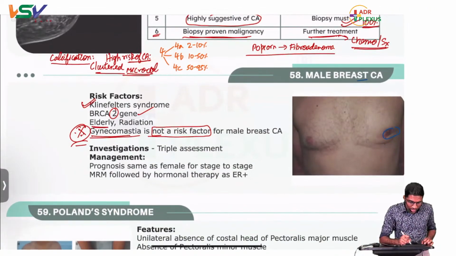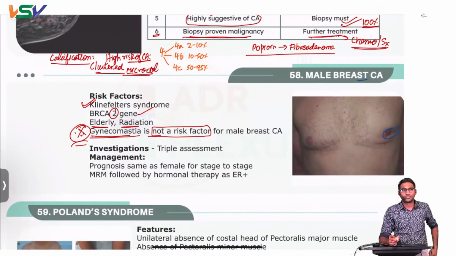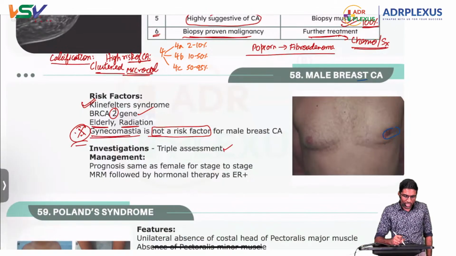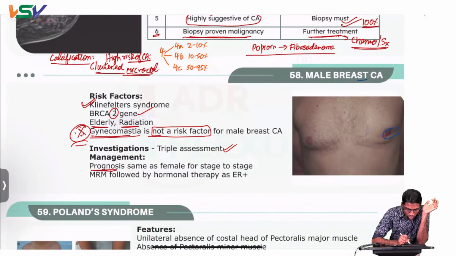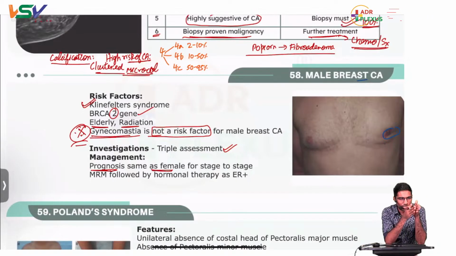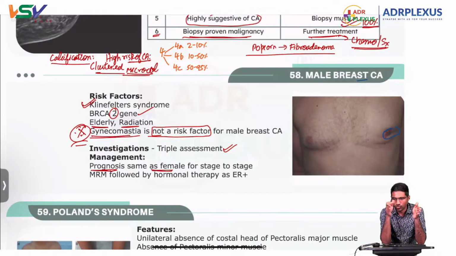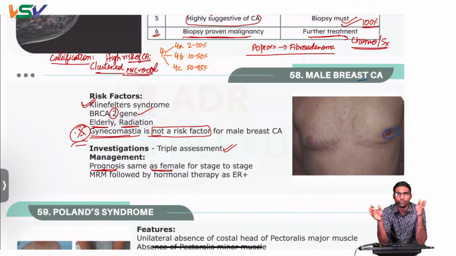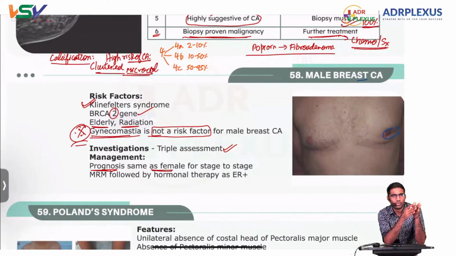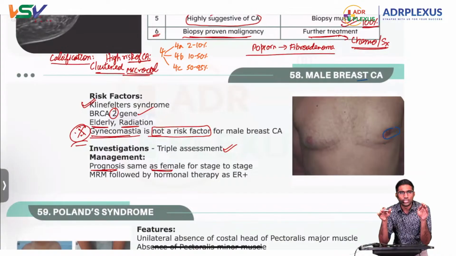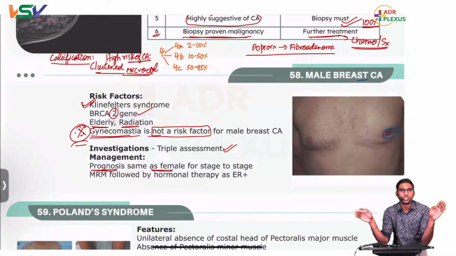Then elderly patients and radiation are the risk factors. So again, investigation, go for triple assessment only. And management, one important point you should remember is the prognosis is the same. Male breast CA presents with T3 stage and a female also T3, the prognosis is always the same. Stage to stage, the prognosis is the same. It is not that males have a bad prognosis and females a good prognosis. It is indeed T3, here also T3, the prognosis is the same.